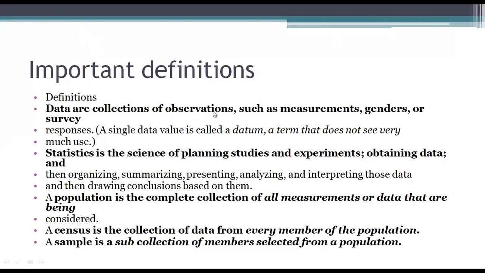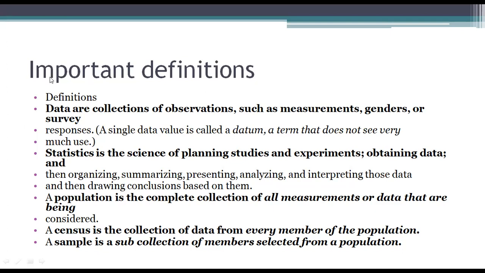Data are the collections of observations such as measurements, genders, or surveys. Data is raw facts and figures, which help you to calculate and conclude important results about some population, or you have to analyze something from data. So data are the raw facts and figures, but data is very important. Data can be any number, any names, or anything else.